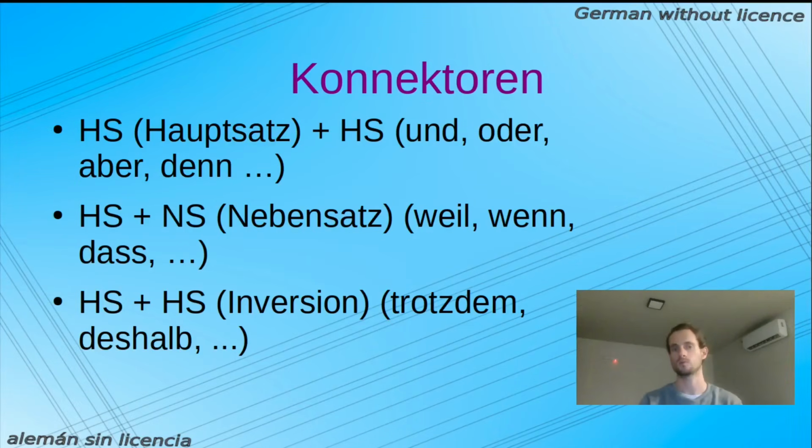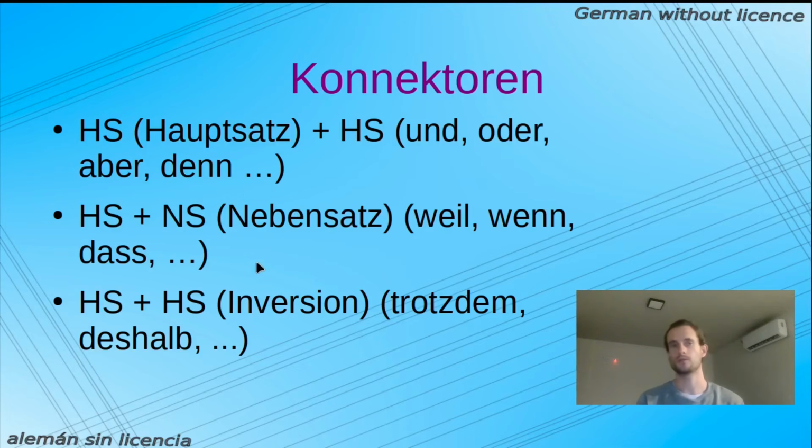We will start with these three types, as I said. First, an overview. So the first group would be the one which is connecting one main clause with another main clause. In German, Hauptsatz, main clause. Examples are und, and, oder, or, aber, but. Then denn, that's just another synonym of weil, because. Okay? And yeah, that's the first group.